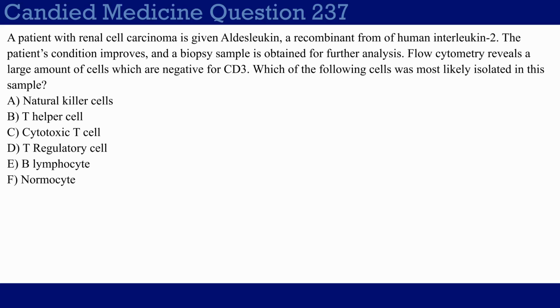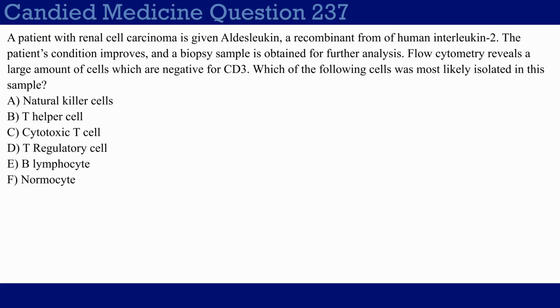A patient with renal cell carcinoma is given aldesleukin, a recombinant form of human interleukin-2. The patient's condition improves, and a biopsy sample is obtained for further analysis. Flow cytometry reveals a large amount of cells which are negative for CD3. Which of the following cells was most likely isolated in the sample?